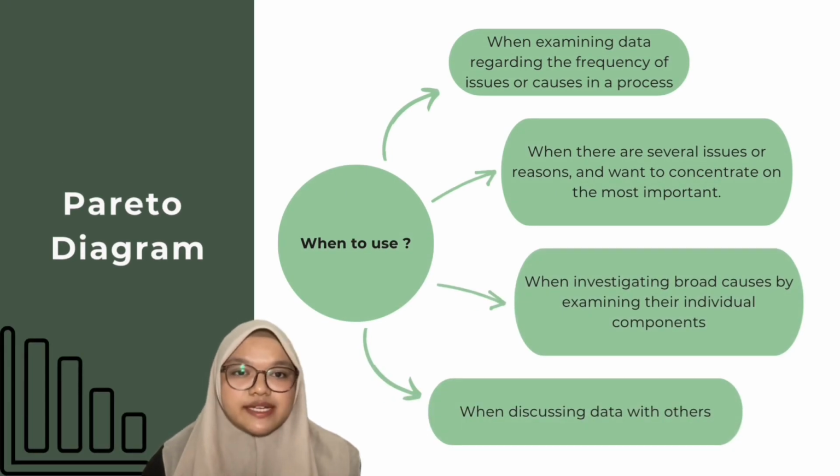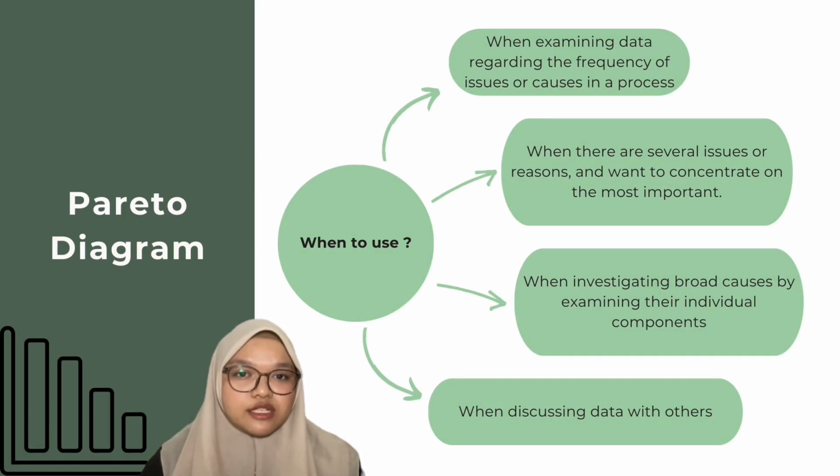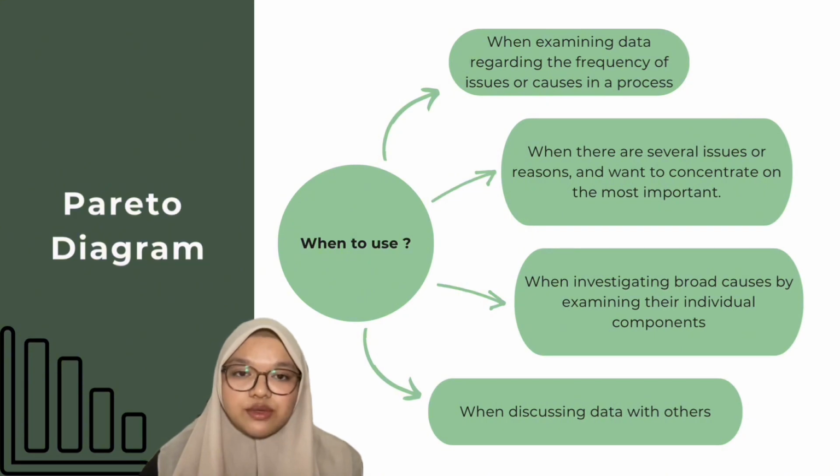Next, Pareto diagram. Pareto diagram or Pareto chart is a type of bar graph. They are organized from the highest frequency to the lowest frequency. Pareto diagram are used when examining data regarding the frequency of issues or causes in a process, when there are several issues or reasons and want to concentrate on the most important, when investigating broad causes by examining their individual components, and lastly, when discussing data with others.